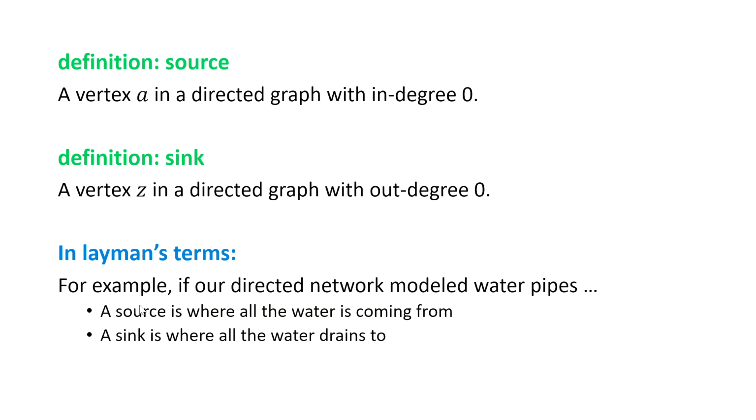Okay, so here are the technical terms. A source is a vertex where the in degree is 0. It only has an out degree. A sink is a vertex in your digraph with an out degree of 0, and it only has an in degree. In terms of what we just talked about with our example, if we're thinking in terms of water and water pipes, a source is where the water enters the system like a faucet. A sink is where the water drains out of the system like an actual drain, if you will.